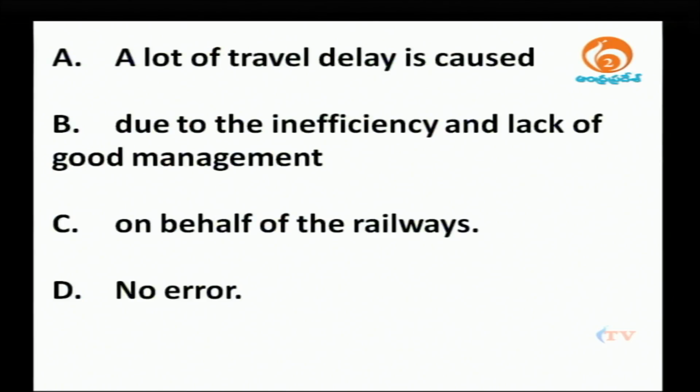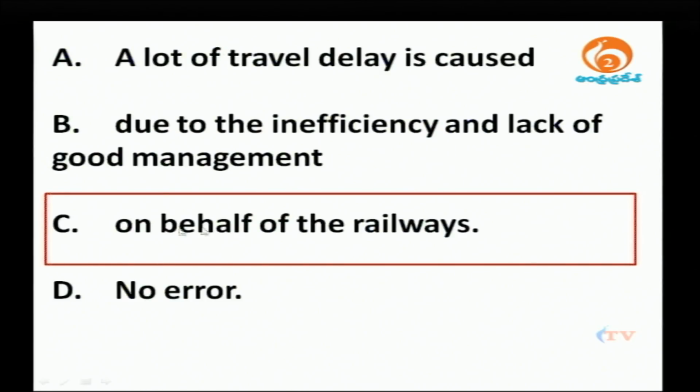Next, a lot of travel delay is caused due to inefficiency and lack of good management on behalf of the railways. Please read, you will be able to find which stem has the error. Again option C, because this behalf is not needed. Behalf doesn't make any sense. A lot of travel delay is caused due to inefficiency and lack of good management by the railways, or of management of the railways. On behalf, no, that doesn't make sense.